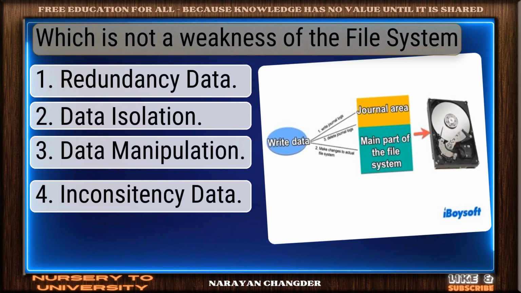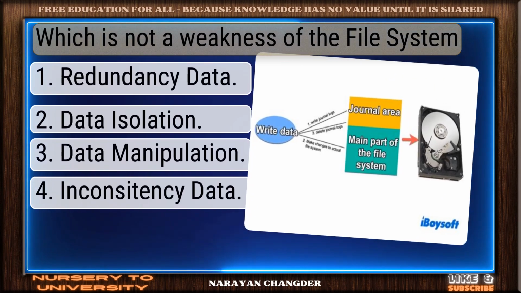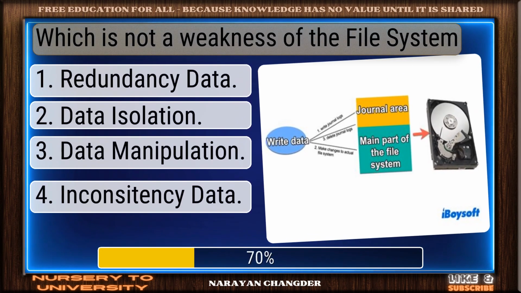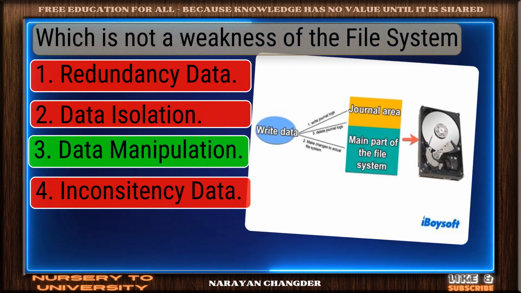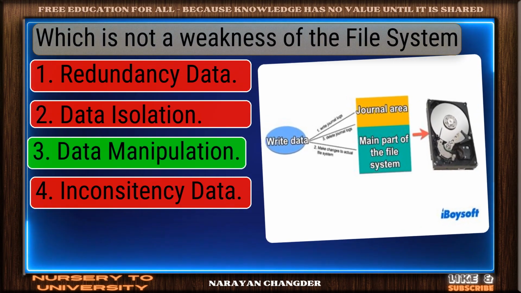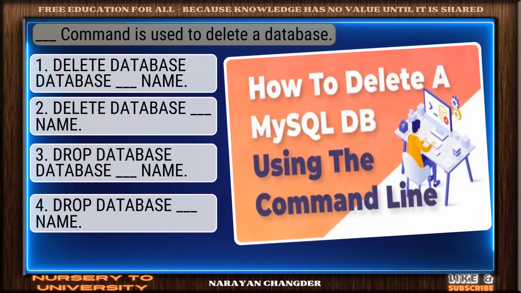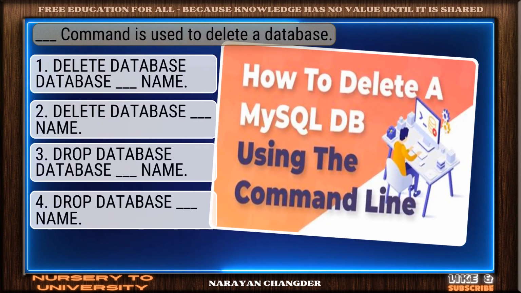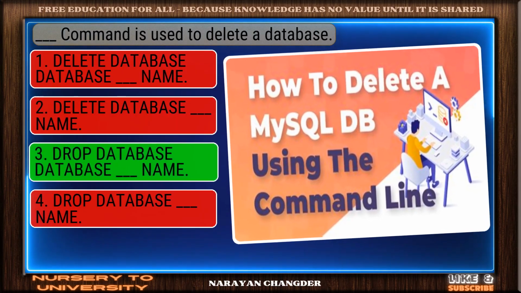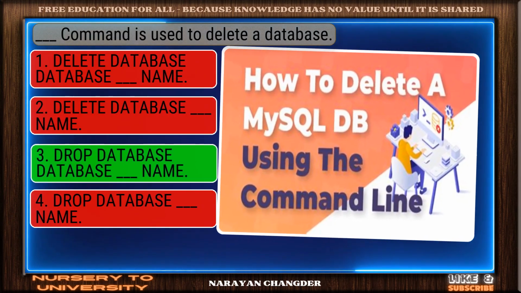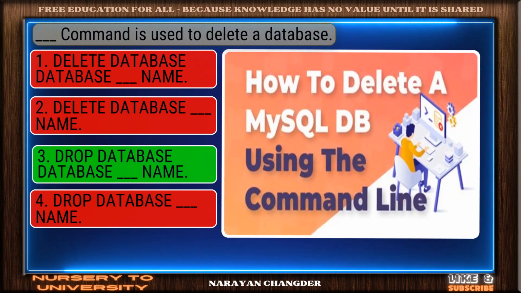Question number 22. Which is not a weakness of the file system? Nice selection. Data manipulation is the correct and valid answer. Question number 23. Dash command is used to delete a database. Solid response. Drop database dash name is a valid choice.